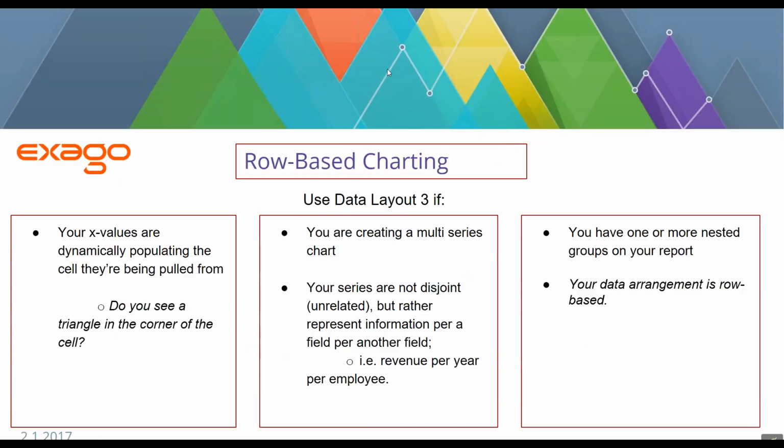And finally, row-based charting is the way to go if, again, your X values are dynamically populating the cells, so do you see that triangle? Are you creating a multi-series chart? Are your series related? So are we representing information per a field, per another field? In our example, we did revenue per year per employee.